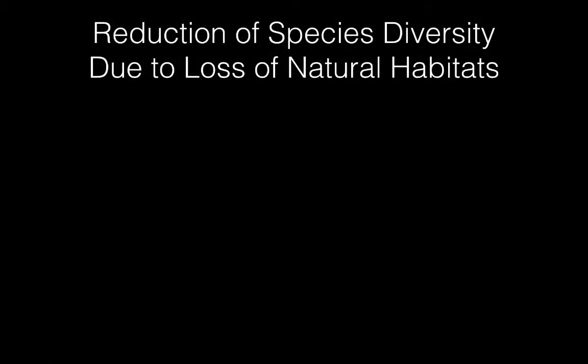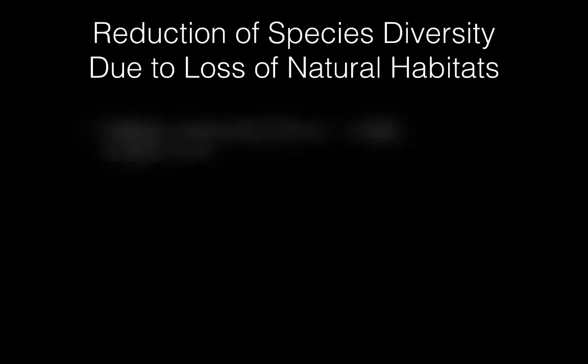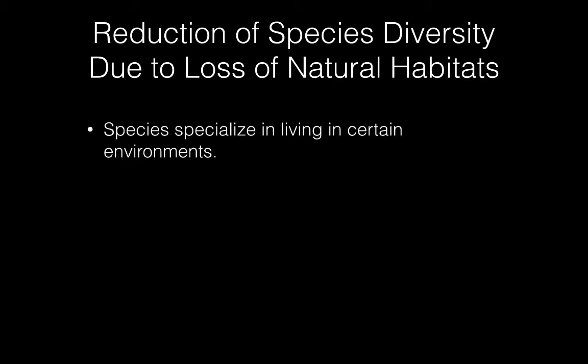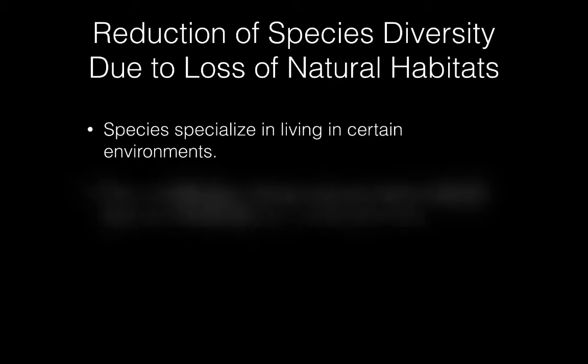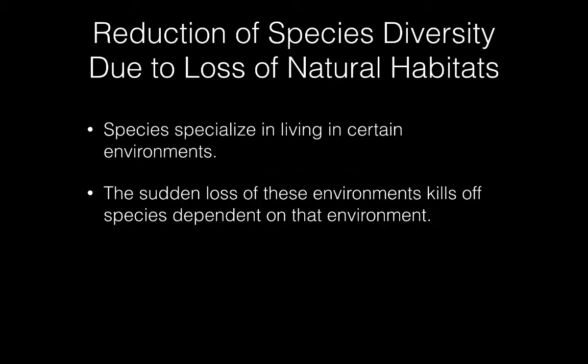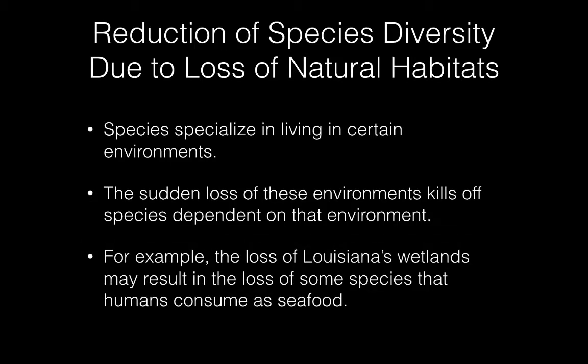Reduction of species diversity due to loss of natural habitats. Species specialize in living in certain environments. The sudden loss of these environments kills off species dependent on that environment. For example, the loss of Louisiana's wetlands may result in the loss of some species that humans consume as seafood.